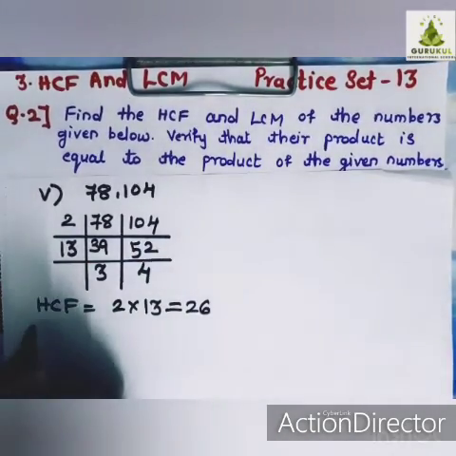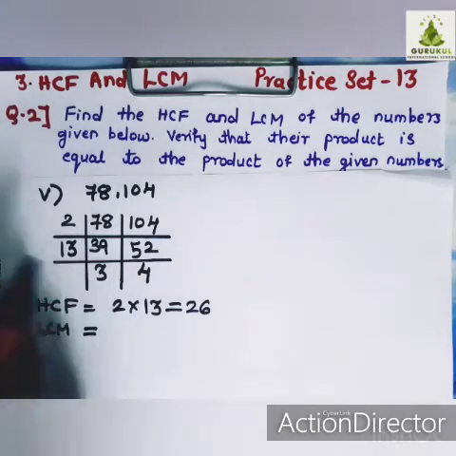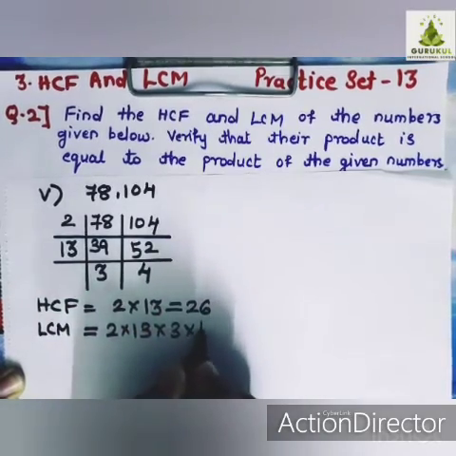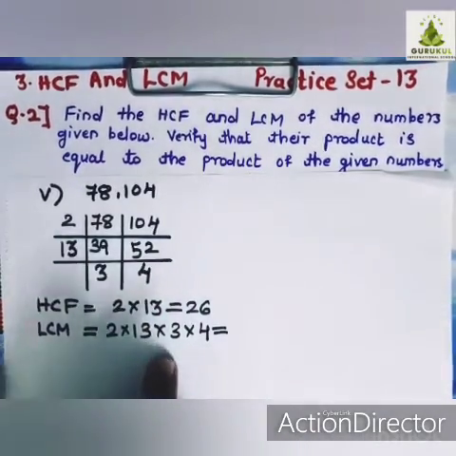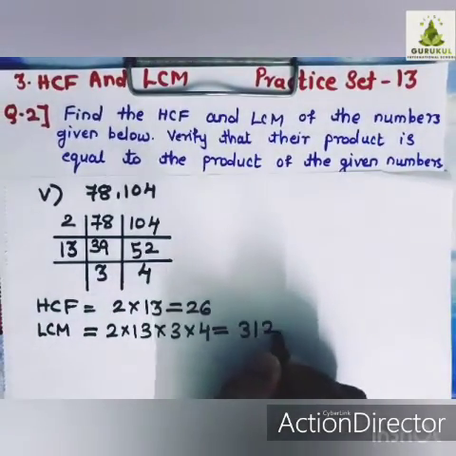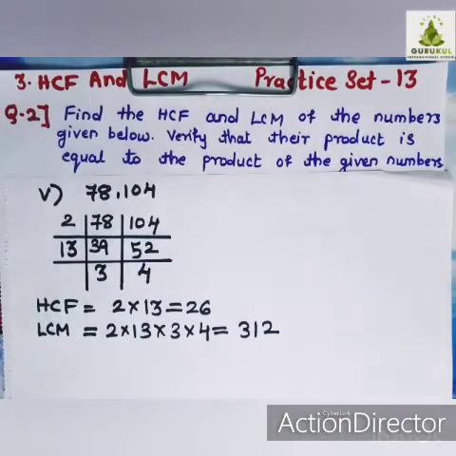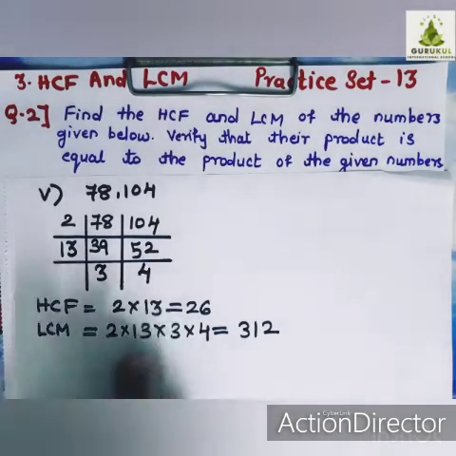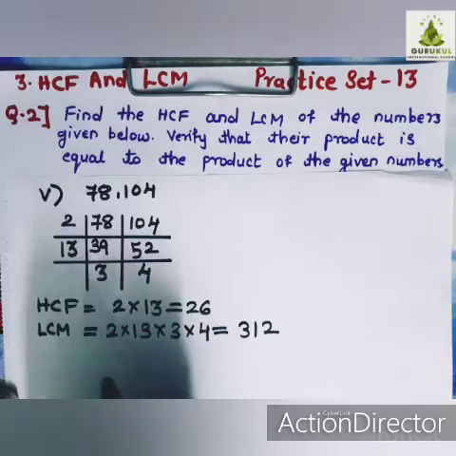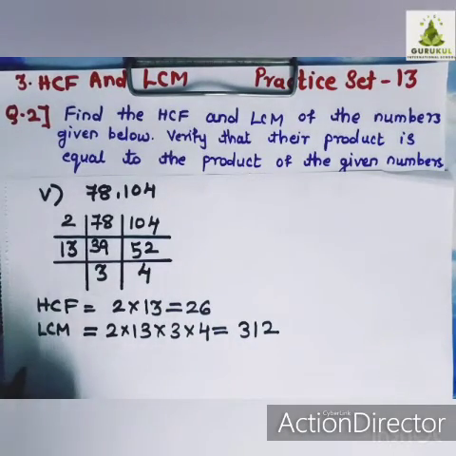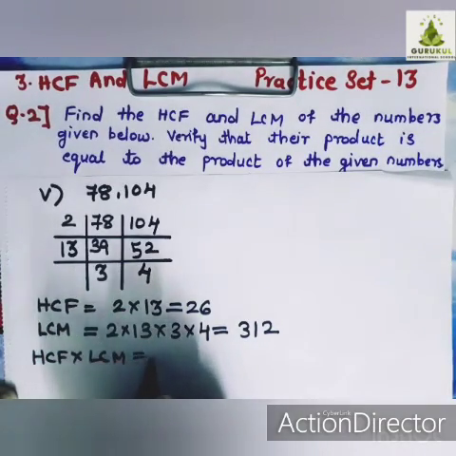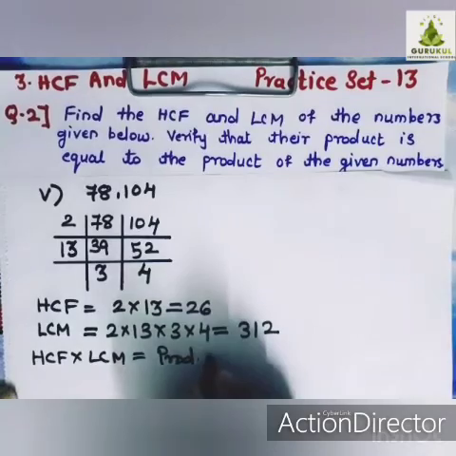So that is equal to 26. Correct? And what is LCM? LCM is equal to 2 into 13 into 3 into 4. So that number 26 into 3 will be 78, and 78 multiplied by 4 is 312. Now children, I am doing this calculation orally. If you can't do it, you have to do it in rough work. Okay. Now we have to verify the property, that is, the product of HCF and LCM should be equal to the product of the numbers. So I will write that property.